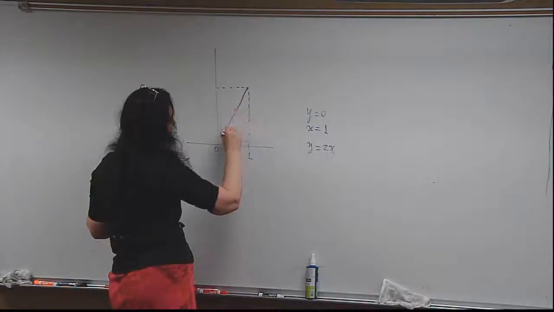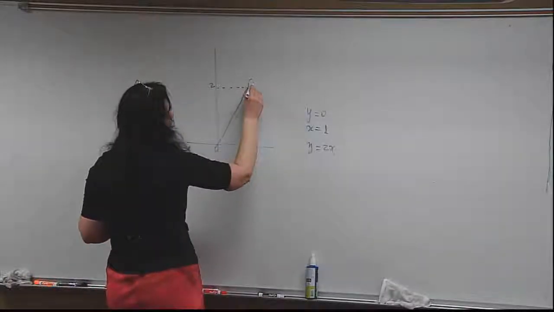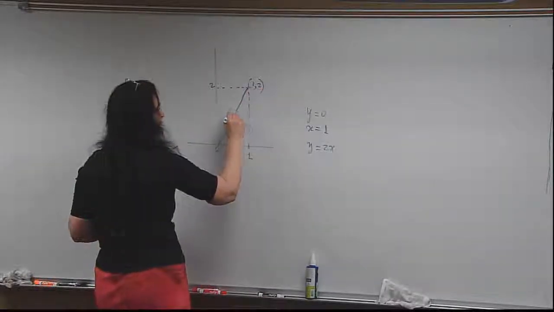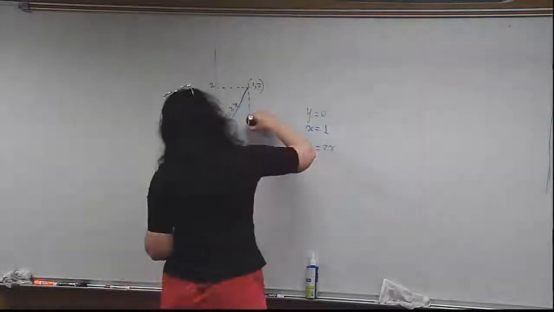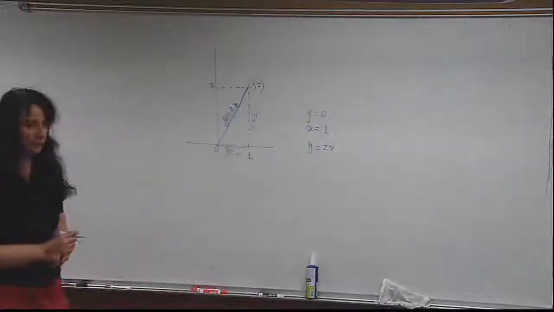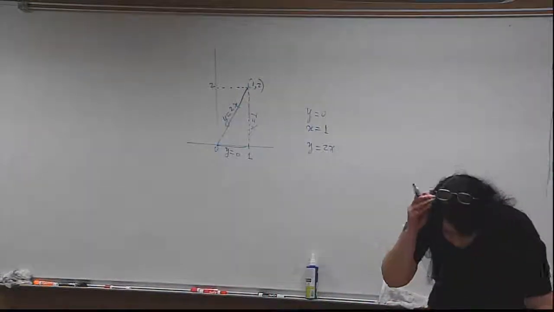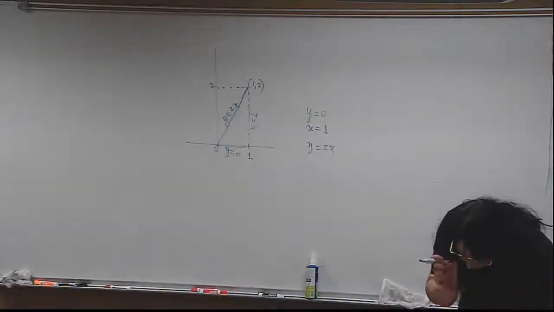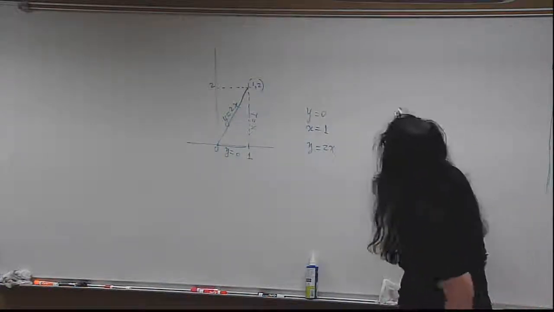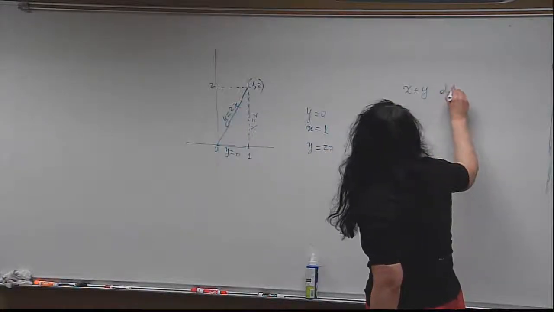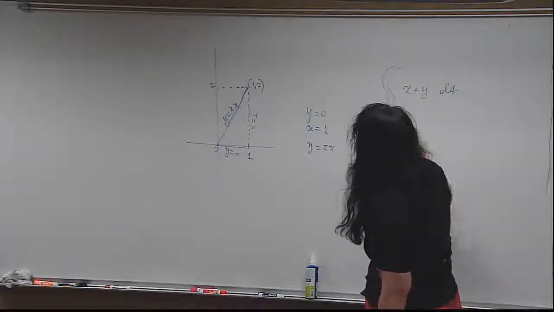So this is altitude 2. This is the point (1, 2). And that's the line y equals 2x. And that's the line y equals 0. And that's the line x equals 1. So can I shade this triangle? Yeah, I can. Eventually, depending on what they ask me, find the double integral of x plus y dA, with respect to the area element, over T being the triangle.